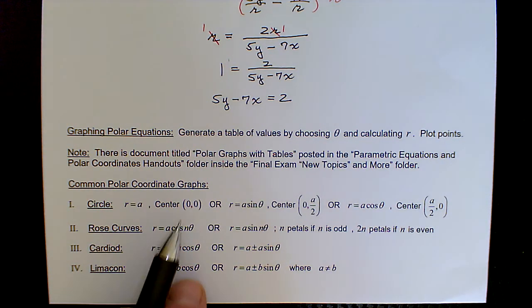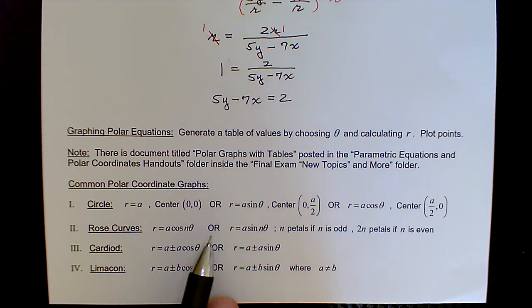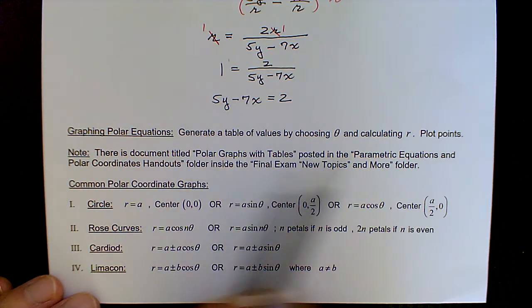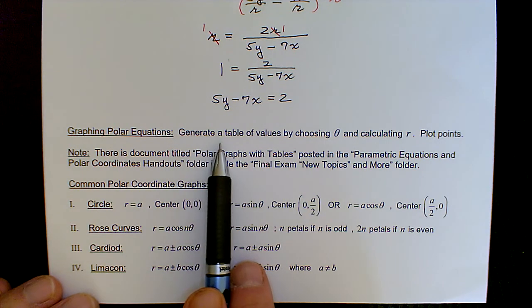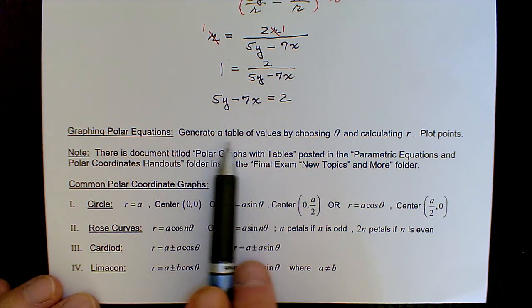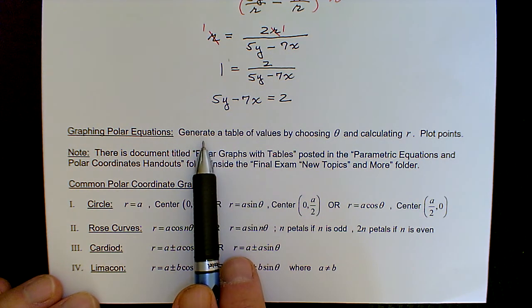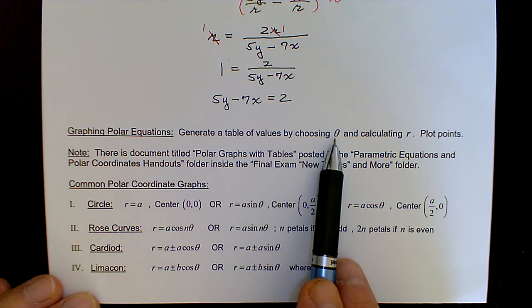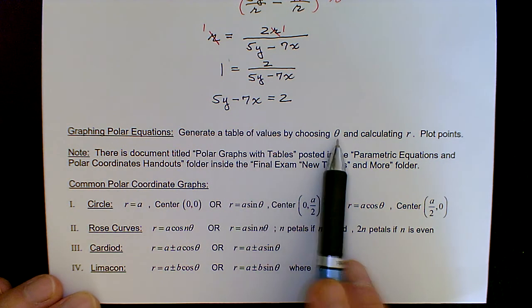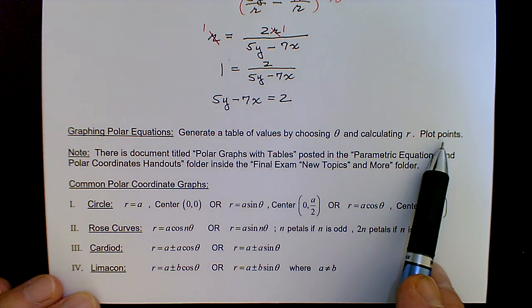Before we look at the common polar graphs at the bottom here, there's what you want to do to graph the polar equations initially. When you don't know how to graph an equation, what did we do? Well, we just created a table of x and y values, and that's what we're going to do here. But we're going to choose our thetas and calculate r, and then we plot the points.